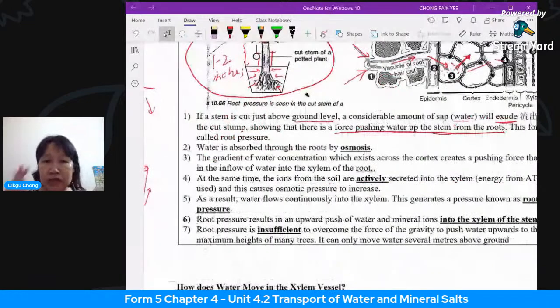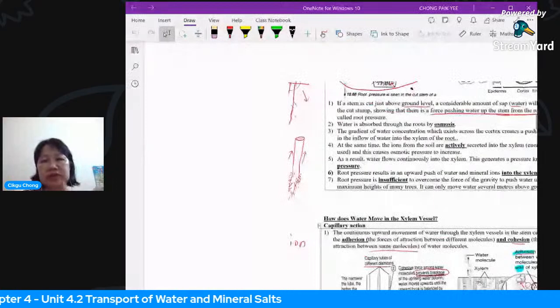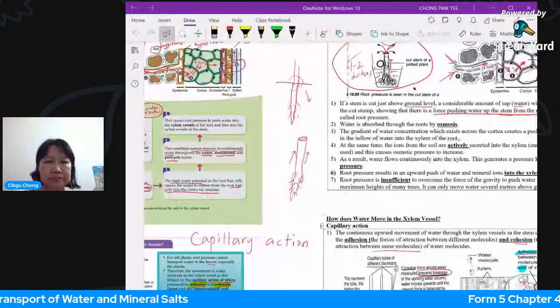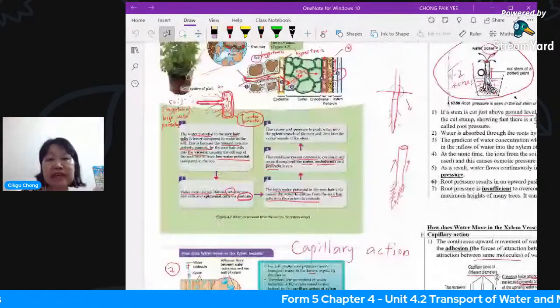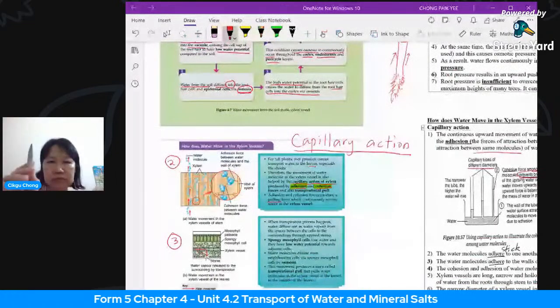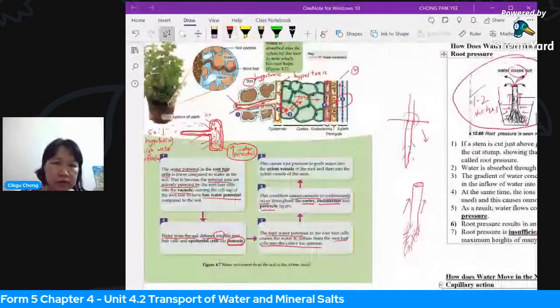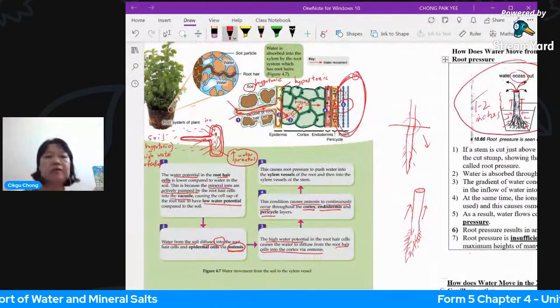So now we're talking about the second one. The second one is how does water transfer inside the xylem itself? Inside the xylem itself. So here, we talk about the second one, which is capillary action. So now the water has come in. The water has come in here. Okay, how does it go up now?